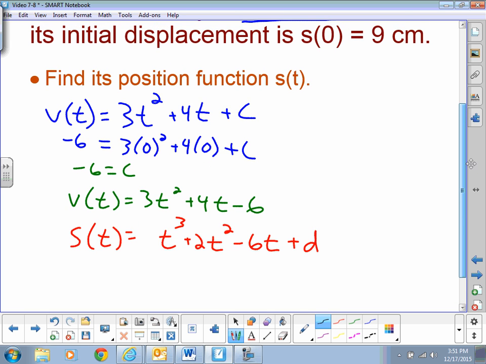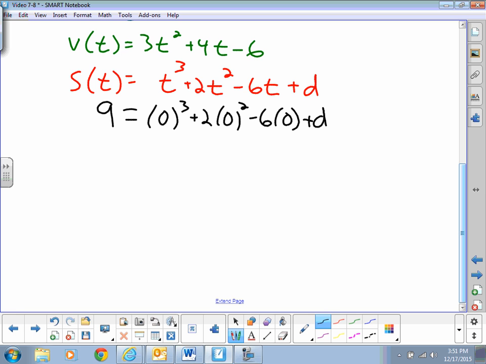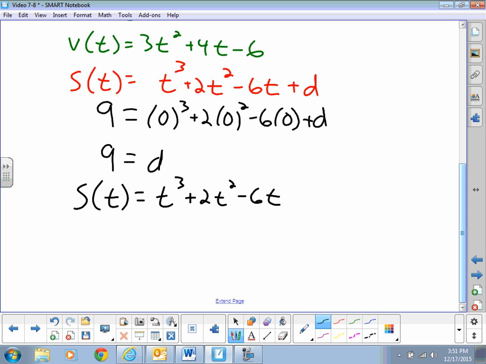They gave us an initial position of s0 equals 9. Sub in 9 for our position. We'll sub in 0 for all of our times. This will give us 9 is equal to d. And therefore, our final position function, we have t cubed plus 2t squared minus 6t plus 9. And that is the function that will give us the acceleration that we wanted and also have each of those initial values for position and velocity.